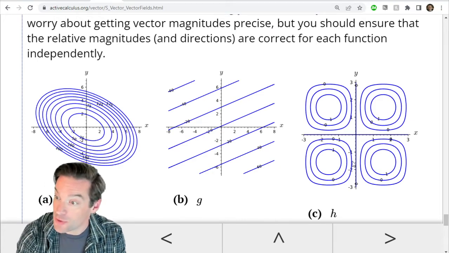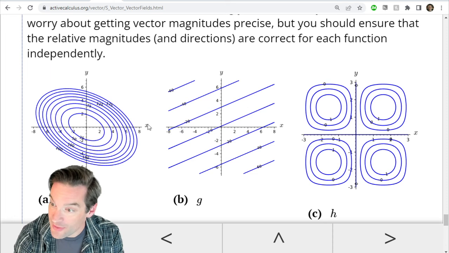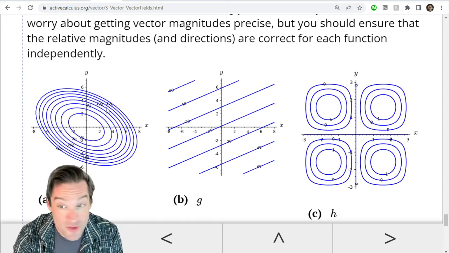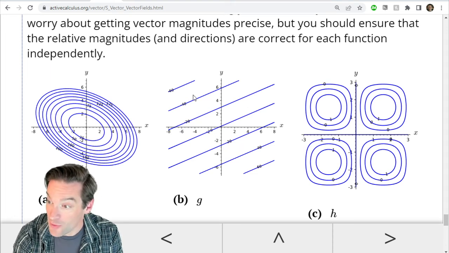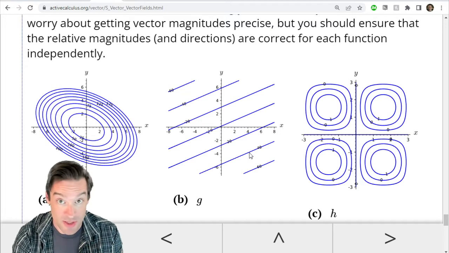And notice in these contour plots that they're also labeled with their heights. They're kind of small little numbers, but you should be able to read them, I hope. So that can show you where the function is getting bigger, where the function is getting smaller, and so forth.